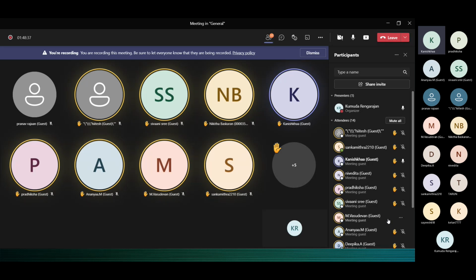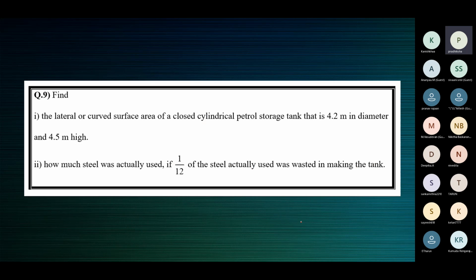Ma'am, can I tell the total surface area? Yeah. 87.12 meters square, ma'am. Okay, what is the formula you use to find the total surface area? 2 pi r into r plus h, ma'am. 2 pi r into r plus h is the formula to find the total surface area of a cylinder. I got the same, ma'am. 87.12 meters square. Okay. Yes. So 87.12 meters square.